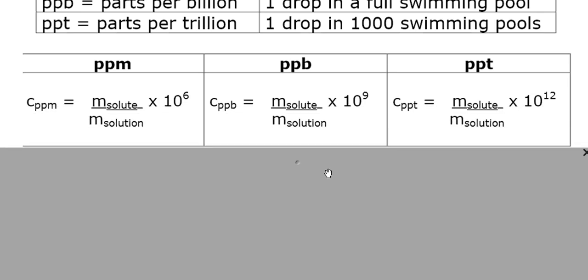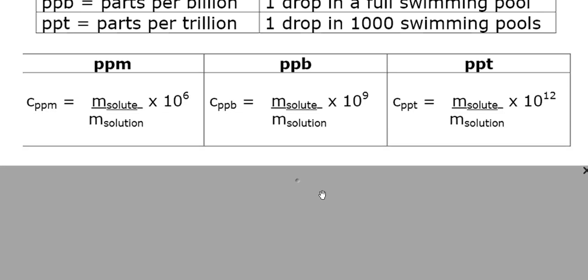They look very similar to one another, and even somewhat similar to the percent concentration that we just saw, but a little bit different. So they all have a mass of solute over mass of solution. That's consistent for all 3 of them, but their factors vary. Parts per million is 10 to the power of 6. Why is it 10 to the power of 6? Well, 10 to the power of 6 is 1 million. So that's where the parts per million comes in.